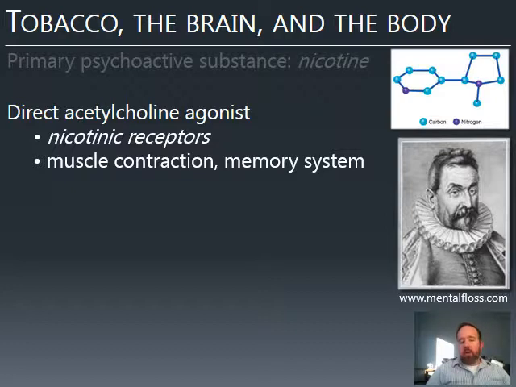So acetylcholine is used for muscle contraction, but it's also used in the brain, particularly for memory. So there are a lot of acetylcholine neurons in areas like the hippocampus that are most involved in memory. And so the importance of that we'll get back to. But those are a couple of the effects of acetylcholine. There are others.